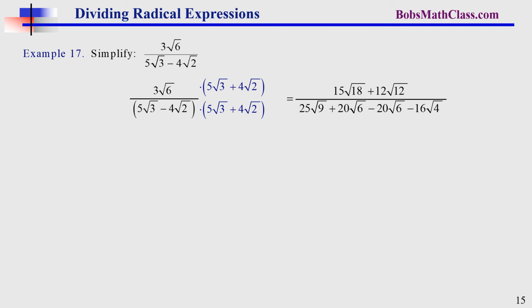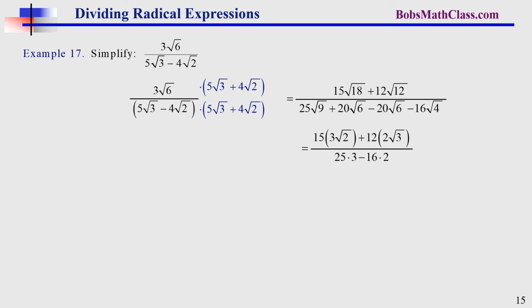In the denominator, the middle terms will cancel. In the outer terms, perfect square roots, right? Square root of 9 is 3. Square root of 4 is 2. Middle terms cancel. Okay, so now we have 15 times 3 square root 2. That's going to be 45 square root 2. And then 12 times 2 square root 3. That's going to be 24 square root 3.